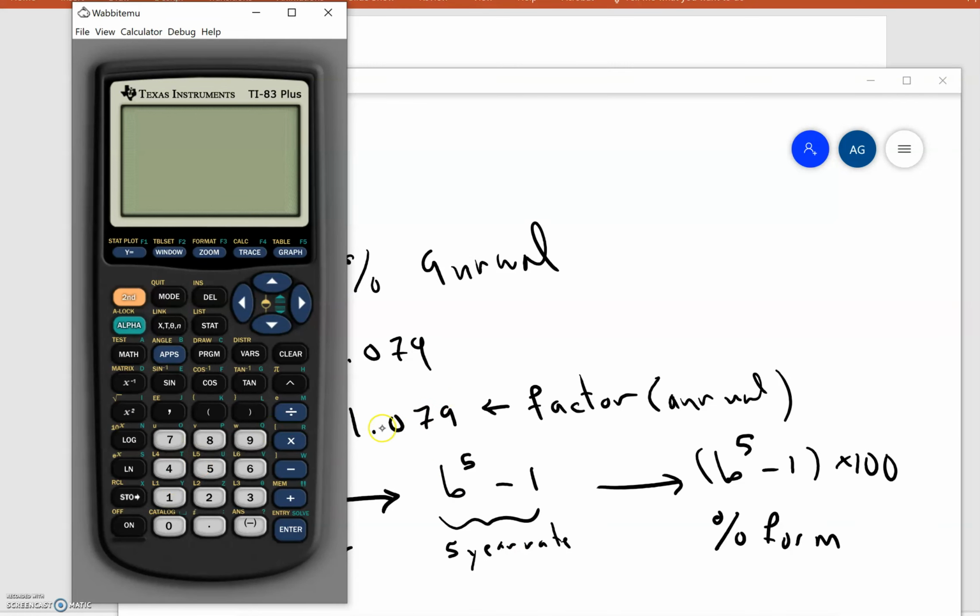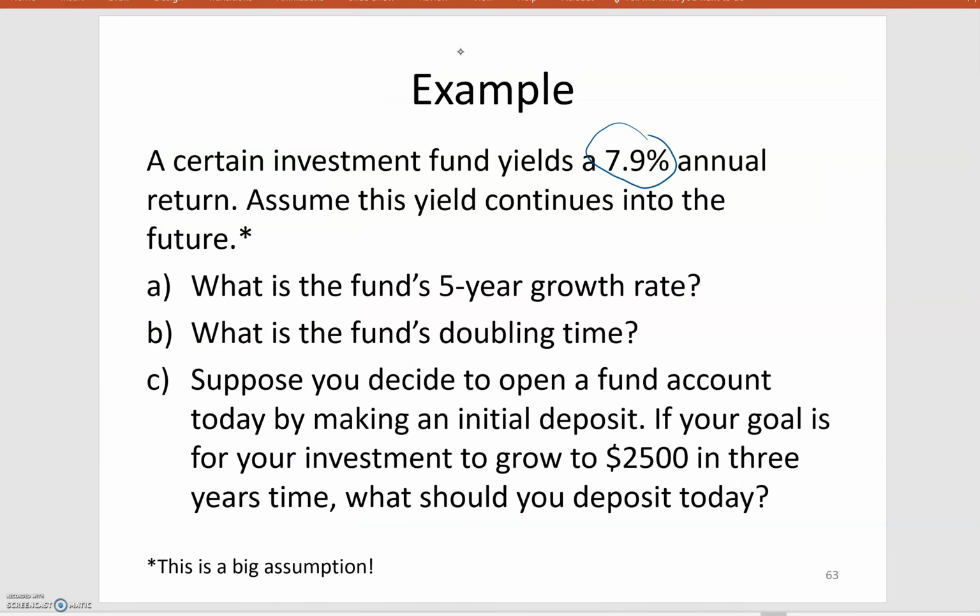Okay, so let's do all that. We're going to start with our annual factor. We'll raise that to the 5th power. Then we'll subtract 1. And finally, we'll multiply by 100. And we get 46.25%. Okay, so that is our 5-year growth rate.